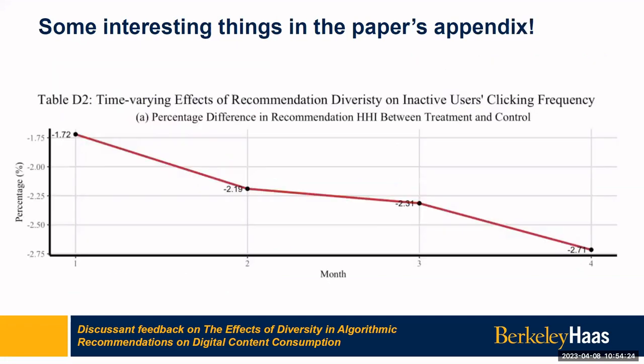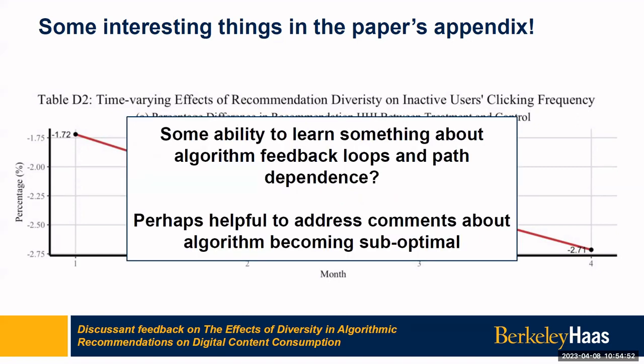One last thing that I just wanted to briefly mention is there's some interesting stuff in the appendix to this paper that didn't really make it into the talk. The appendix has a few figures like this that actually look at the time varying effects of changes in the recommendation diversity on different user outcomes that are discussed in the paper. I think this is really interesting and maybe worth digging into more, and there's a couple of different reasons why.